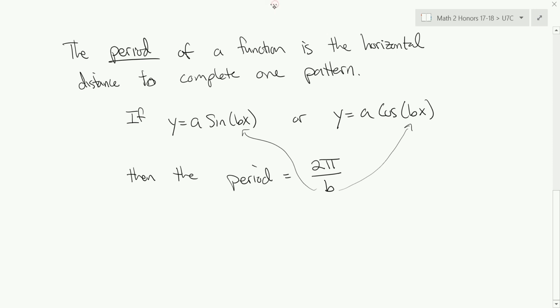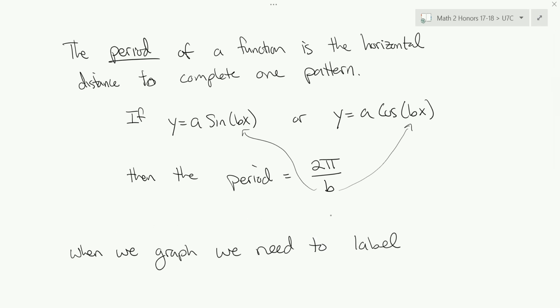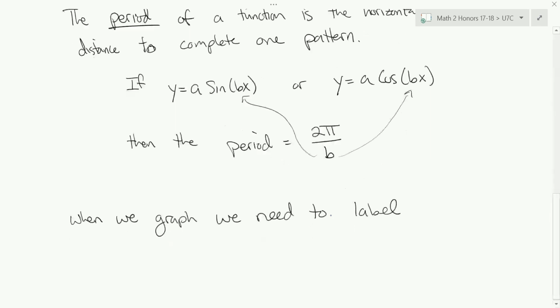Last thing, when we graph, we need to label the x-axis at every x-intercept, every max, and every min. Those are the places where you got to label the x-axis.